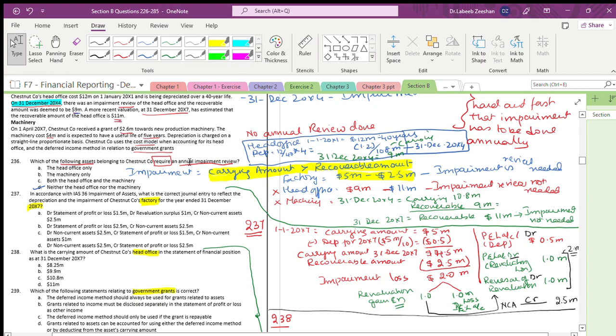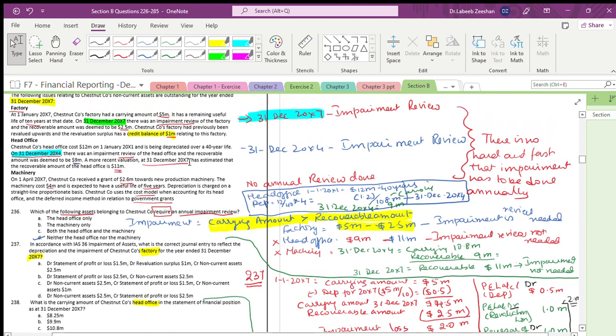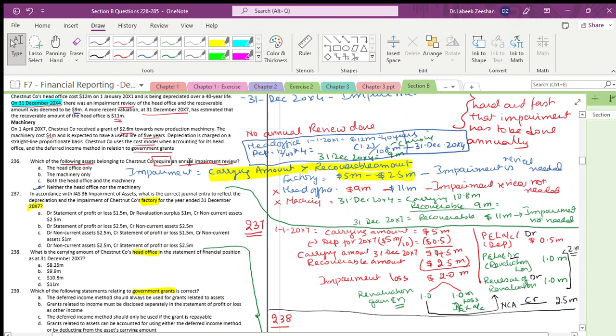Head office says that the Chestnut head office is at a cost of 12 million. It is depreciated over 40 years, and 4 years have been over. They have done an impairment review. The recoverable amount is 9 million. A more recent revaluation after 3 years gives a recoverable amount of 11 million. Fine. Okay. We will write these values.